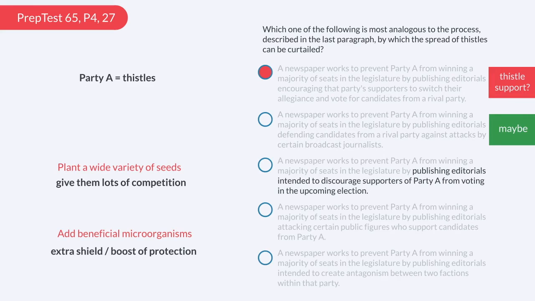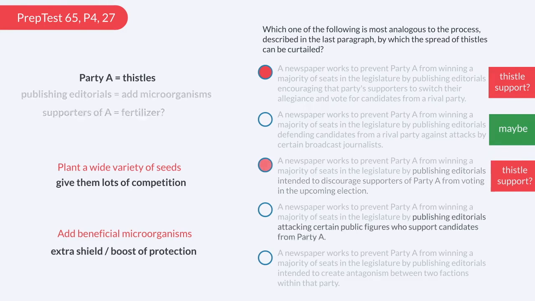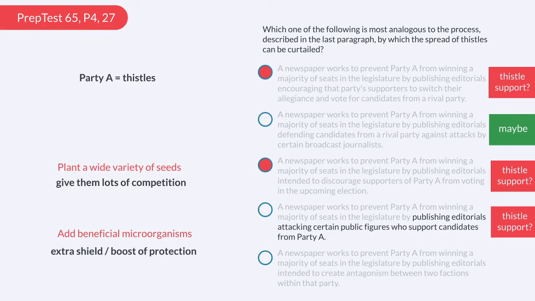C says that we're publishing editorials that are trying to discourage thistle supporters from showing up, from turning out. So again, the editorials would be that we're adding these microorganisms in order to help out our native seeds. But discouraging supporters is the same problem we had with A. The only thing supporting thistle is fertilizer. And adding microorganisms has nothing to do with fertilizer. D says that we are adding these microorganisms that attack the things that support thistles. Once again, there's nothing in this passage that supports thistles other than fertilizer.